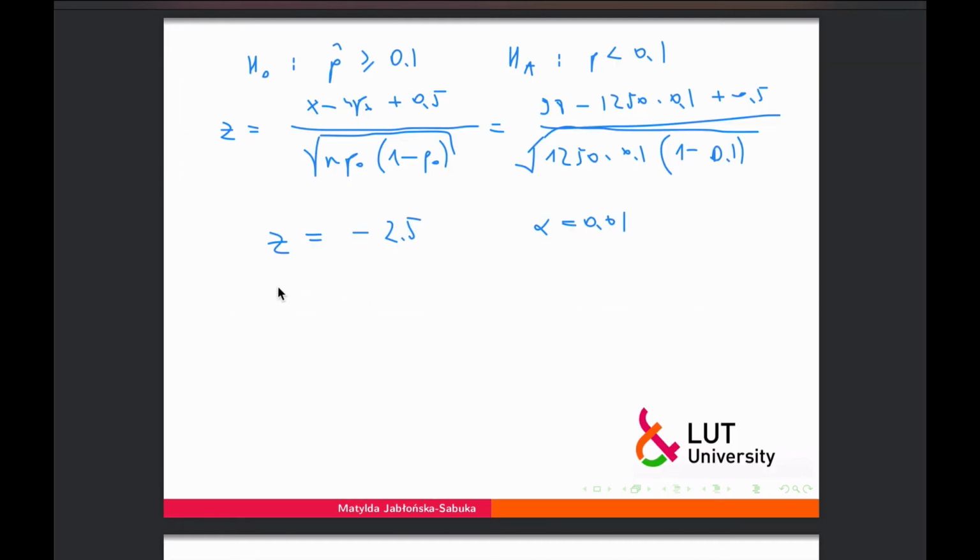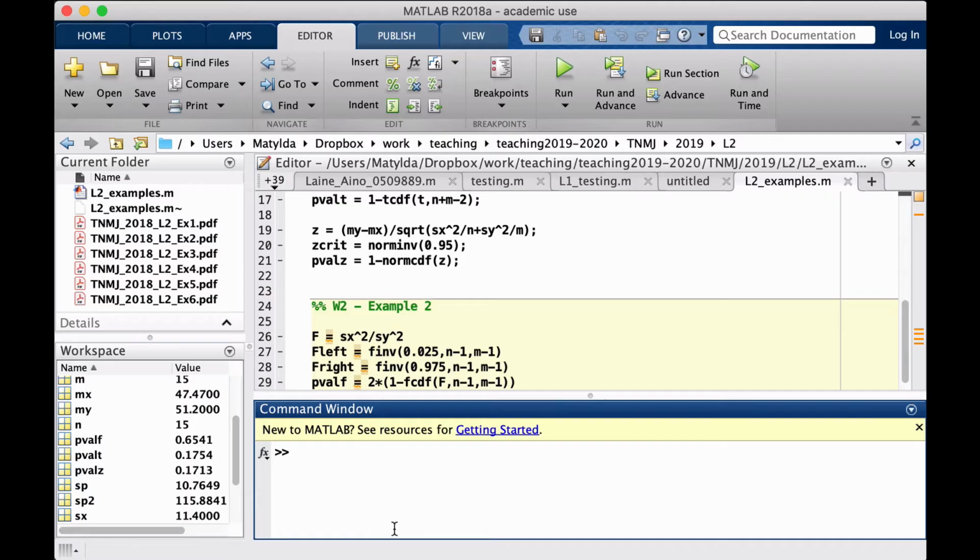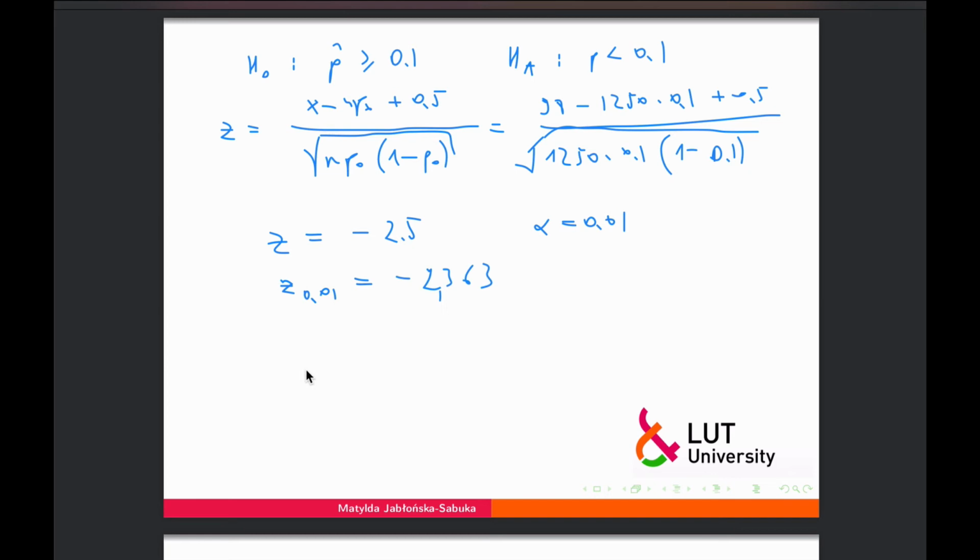So in our case, Z 0.01 will be norm inverse, for inverse normal distribution, and we put that 0.01. So we get minus 2.363, and so we see that our own Z statistic is smaller than the critical one.